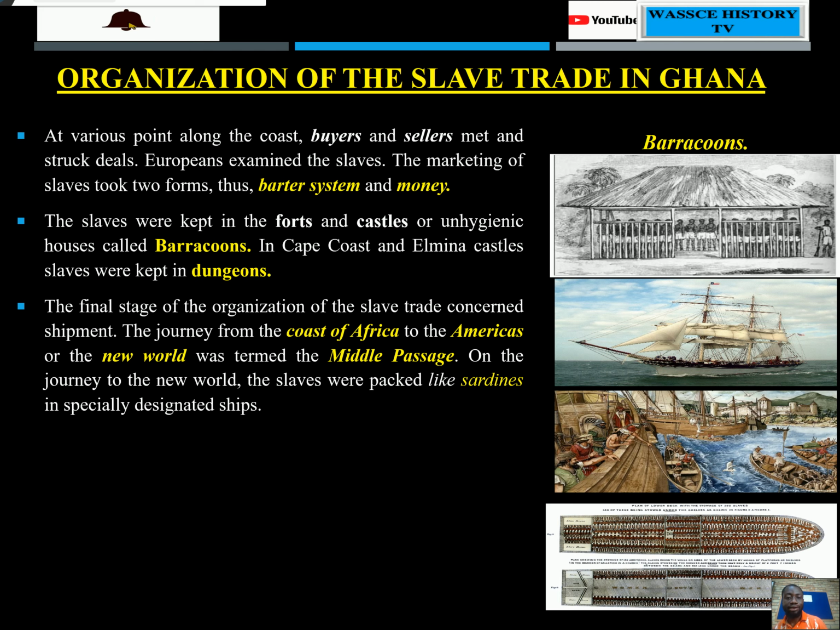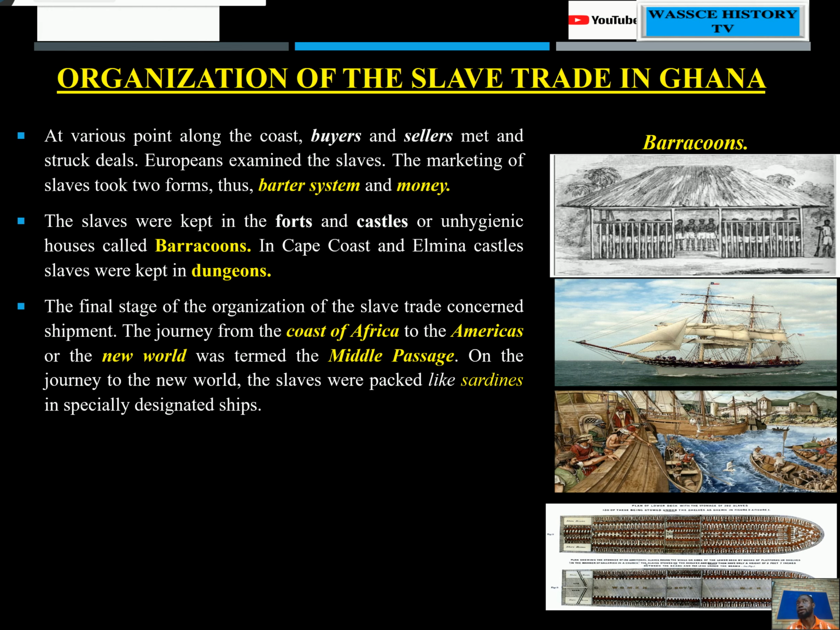When the ship comes, of course, they are taken away, packed like sardines, into the slave ship, as you have seen in the third image. From the third image, you've seen that boats are carrying the slaves from the castle to the slave ships, which dock on the sea. And this last passage, the journey from the coast of Africa to the Americas, is what is termed the middle passage.